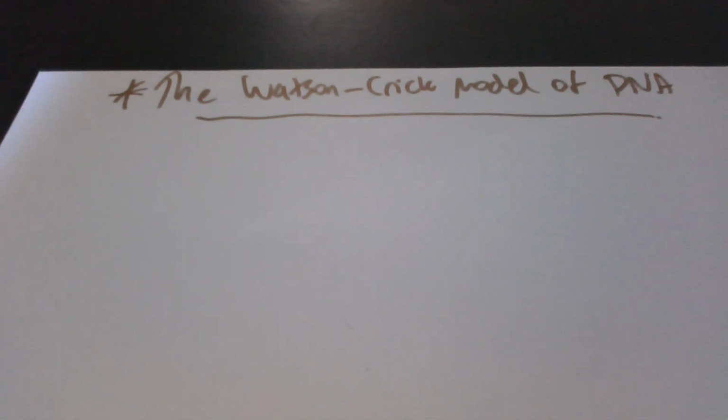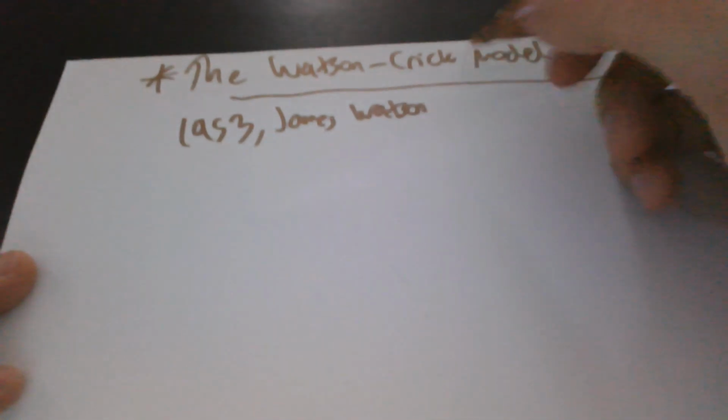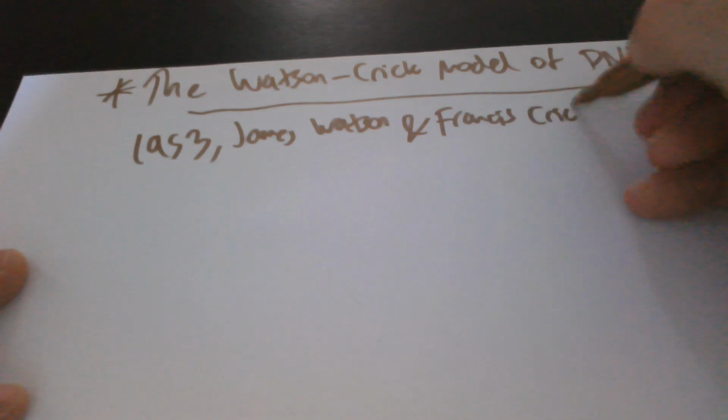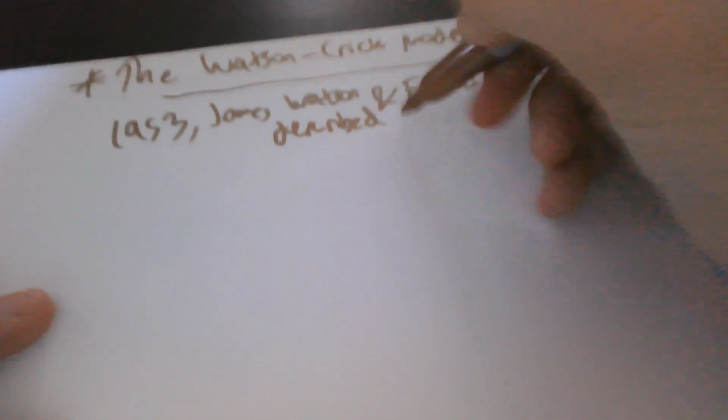Okay, in this video I want to talk about the Watson-Crick model of DNA. In 1953, two molecular biologists, James Watson, an American molecular biologist, and Francis Crick, successfully described the structure of DNA.